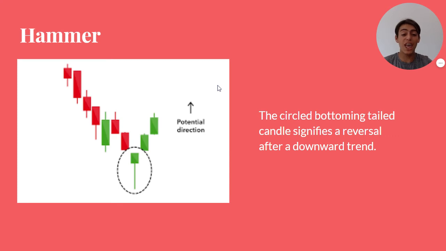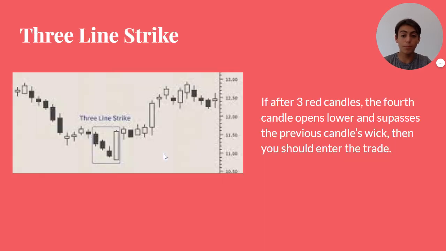Types of pattern strategies. The first of which is the hammer. You can see the circled bottoming tailed candle, signifying a reversal after this downward trend. You can see the stock price is going down. You see the bottoming tailed candle, and the price jumps right back up.